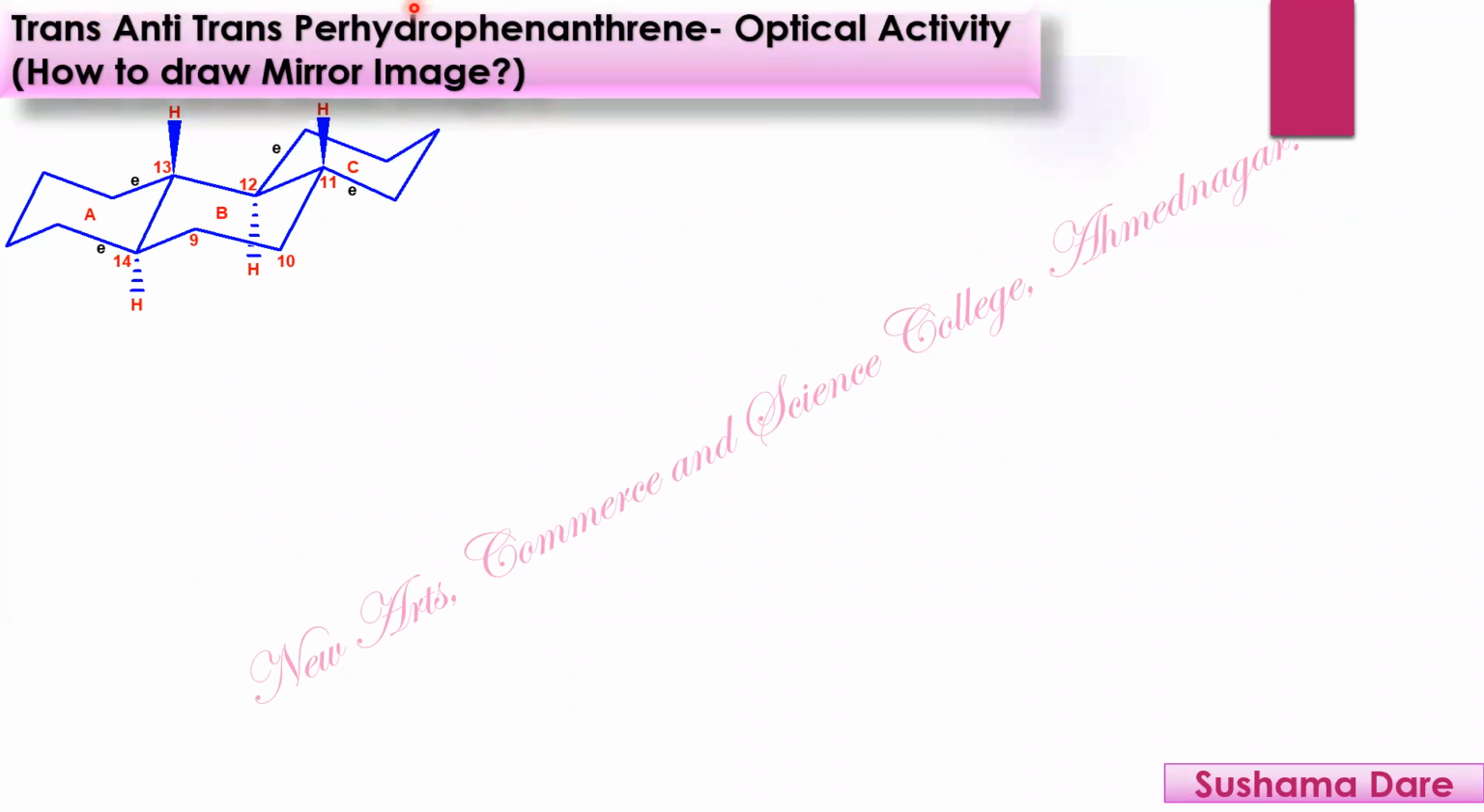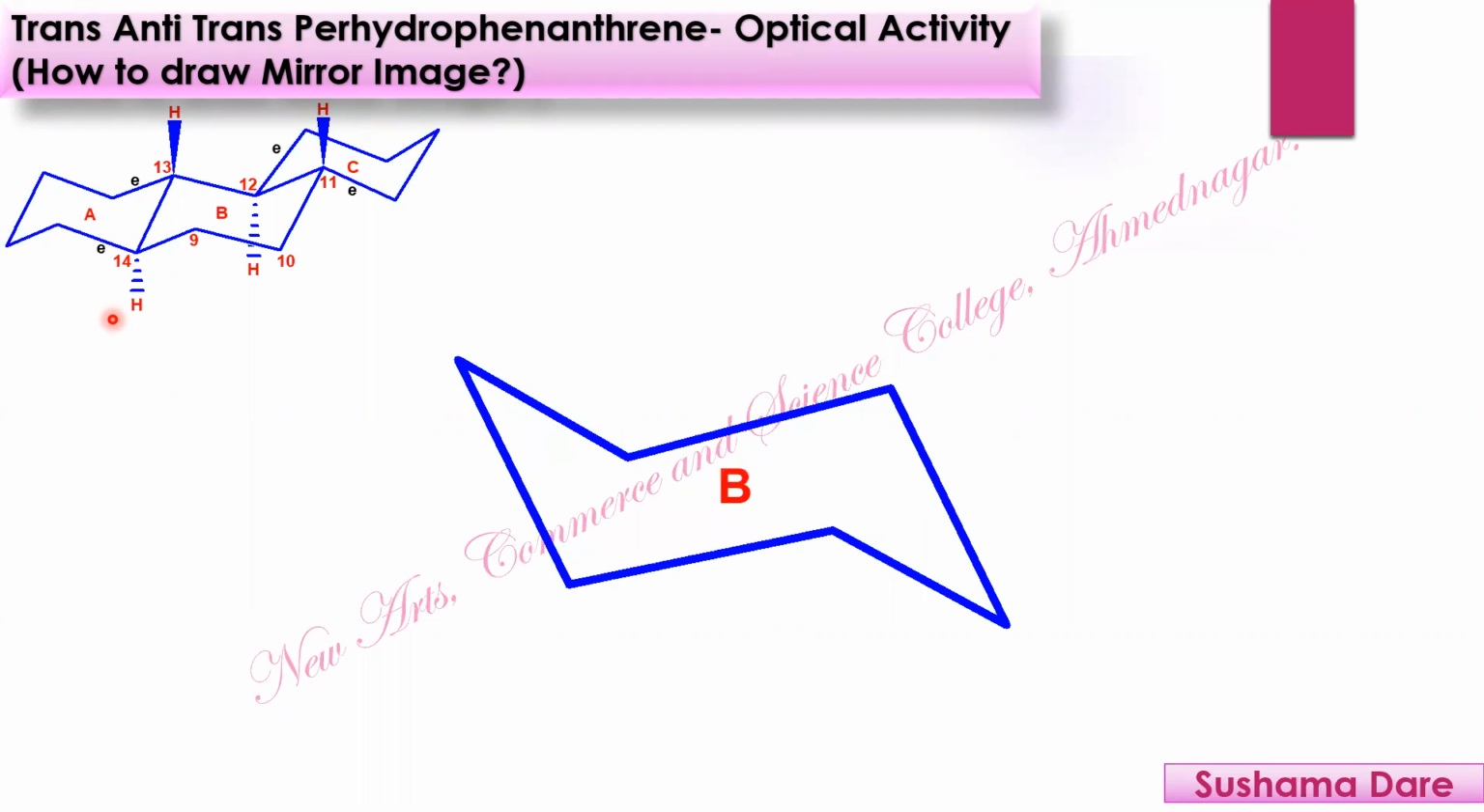Now the optical activity of trans-anti-trans perhydrophenanthrene. So this is the stereo structure that we already showed how to draw. Now the question arises how to draw the mirror image of this. If I want to talk about the optical activity, then we have to draw the mirror image of this structure. So how to show the mirror image? First your duty is to show the flip structure of central ring B. So you can see here, this is the ring B.